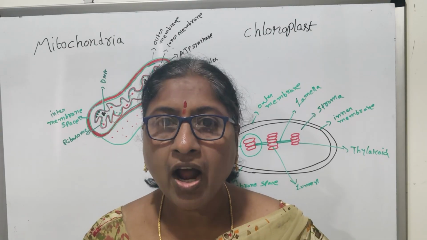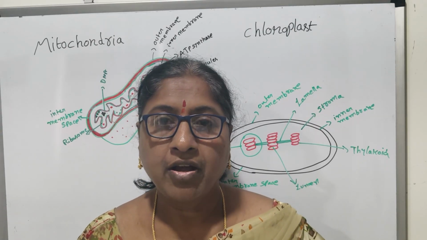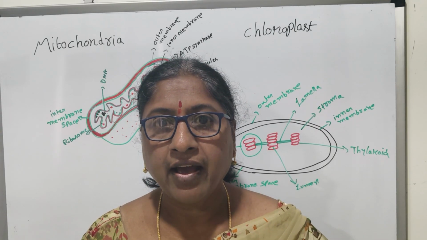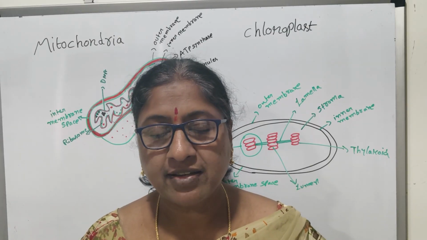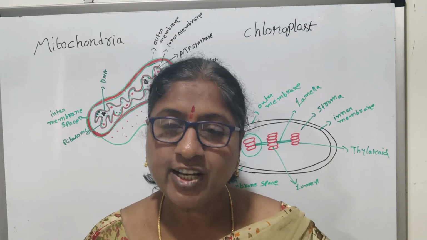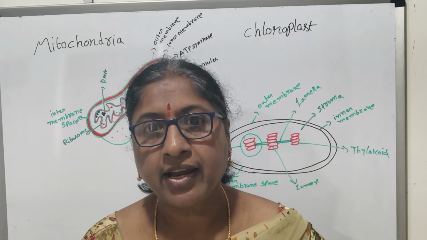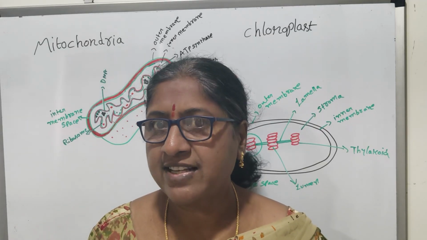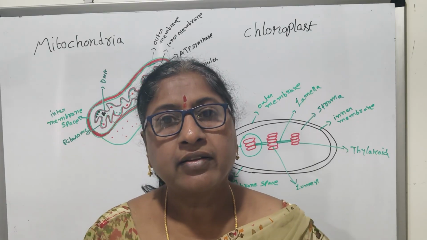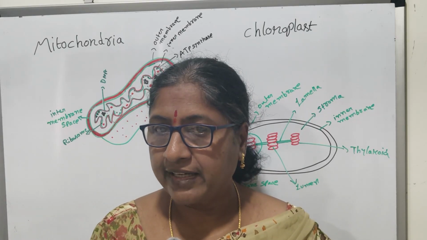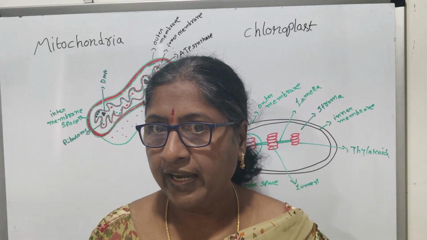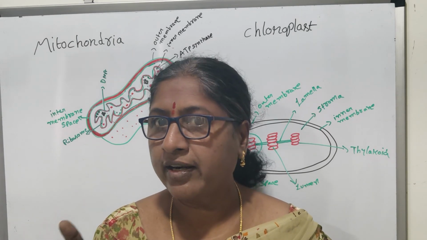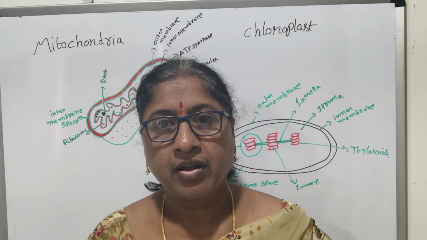Mitochondria are the powerhouses of a cell. Within mitochondria, energy production takes place. That is, ATP gets produced within the mitochondria. Mitochondria can be seen both in plants as well as in animals. Mitochondria can be seen in eukaryotes only. There are no mitochondria in prokaryotes.